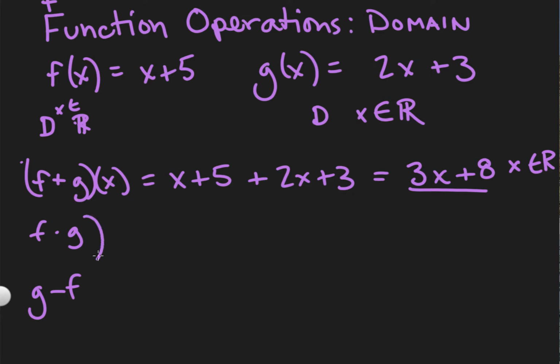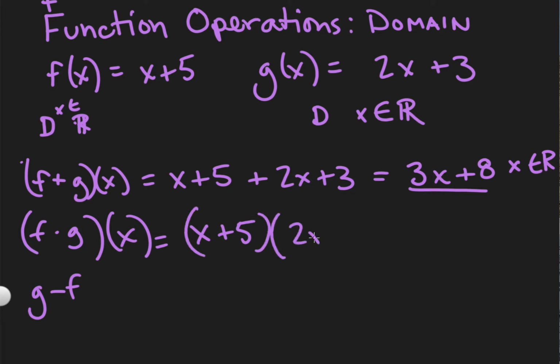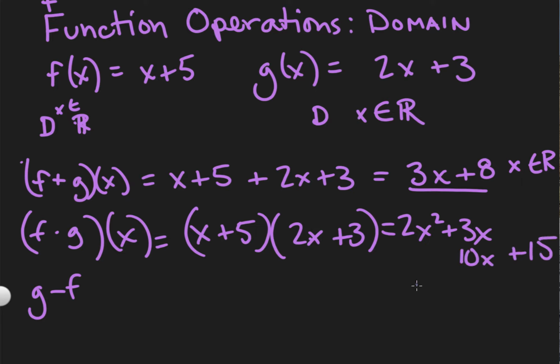If we multiply f times g of x, so we would take our x plus 5, multiplying it by 2x plus 3, distributing the x, this gives me 2x squared plus 3x, distributing the 5 gives me 10x plus 15. My product is 2x squared plus 13x plus 15. Now, we've got an all real numbers multiplied by an all real numbers. This results in a quadratic, which again gives me the domain of all real numbers.